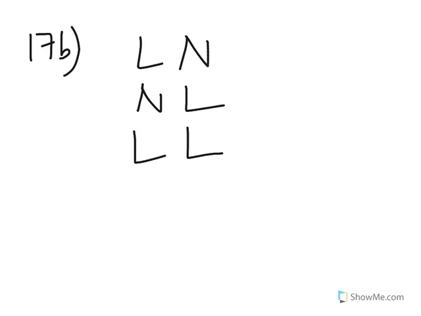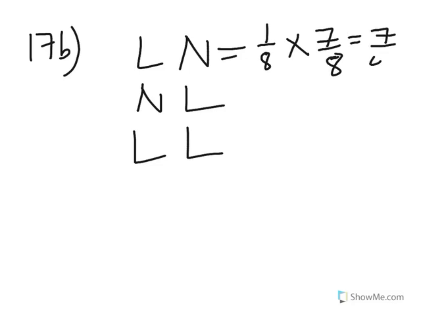Now if we find out the probability of each of these three events and add them together, that'll give us the total probability that Alan is late for at least one of those meetings. First of all, we'll calculate the probability of this event occurring. The probability of him being late then not late is 1 over 8, the probability of him being late, multiplied by 7 over 8, the probability of him not being late. And that gives you a total probability of 7 over 64.